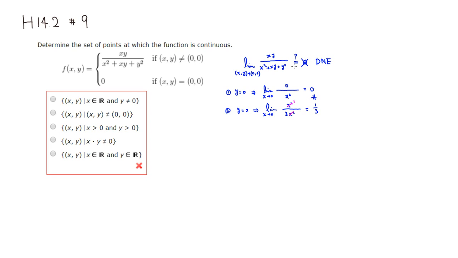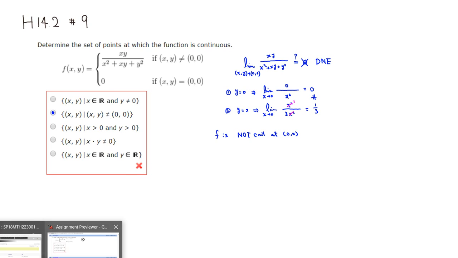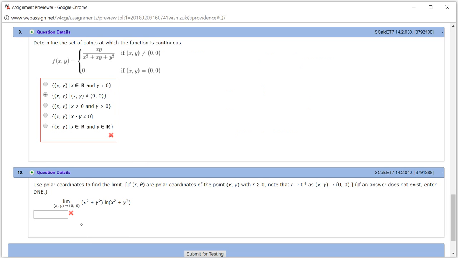which means that it's not continuous at (0, 0). So f is not continuous there. We have to pick the option for everywhere except for the origin. So let's type it in. Click on the second one and submit for testing.